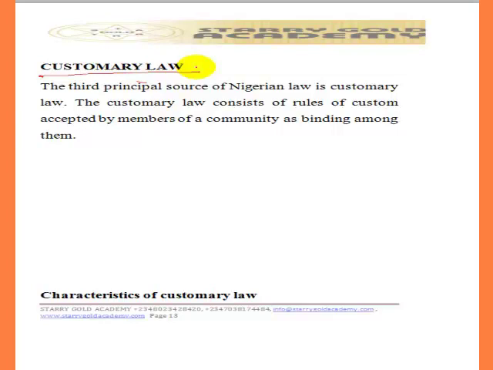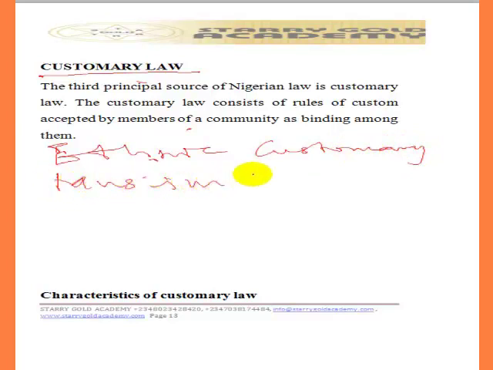In Nigeria, we have customary law that is common to each tribe. Each ethnic group has one customary law or the other. The customary law is divided into two because of the type of religion we practice in Nigeria. So customary law is divided into two: we have what we call ethnic customary law, and we have Muslim law.